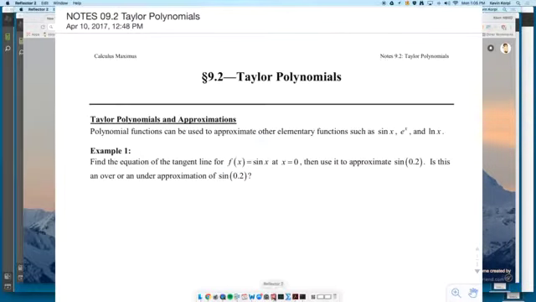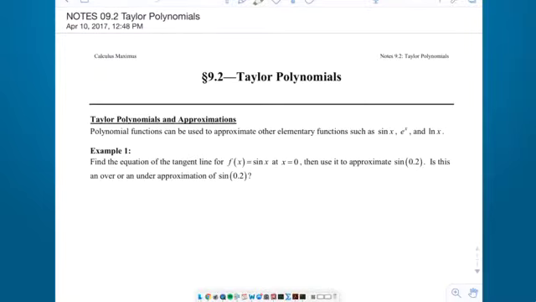It did. Wow. Cool. All right, so we're recording 9.2, Taylor polynomials. This section is going to go pretty quickly because it's kind of like a specific case of the next section, which is Taylor series. All right, but it is a good transition, a good segue.